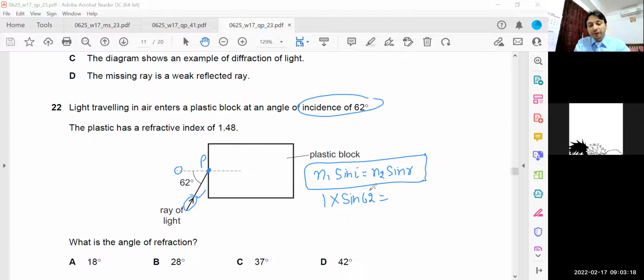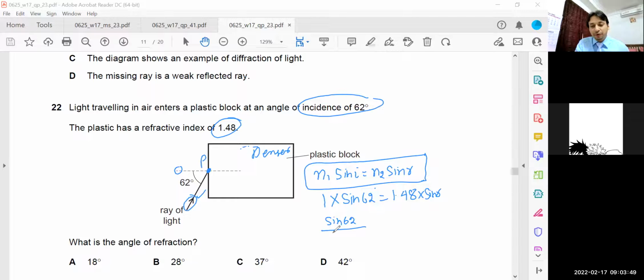equal to n2. n2 means the medium that the light entered after refraction. So light entered into the second medium, which is a denser medium, and that is plastic, whose refractive index is already given in the question, which is 1.48, multiplied by sine r. That r you have to calculate. So you need to use your calculator. First you need to find the value of sine 62.